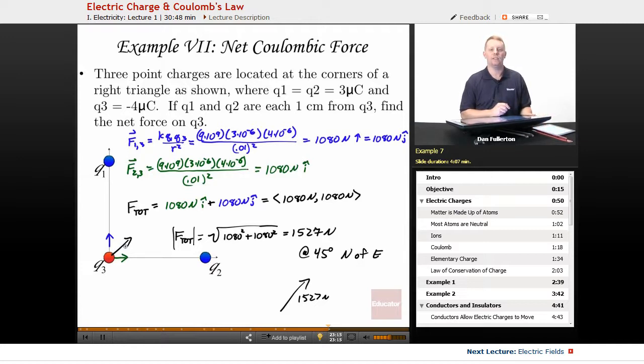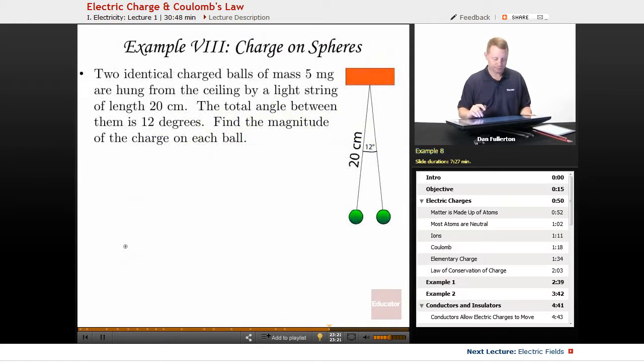All right, let's take a look at one last example here in this lesson and see how it goes. Putting all of this stuff together, we have 2 identically charged balls of mass 5 milligrams hung from the ceiling by a light string of length 20 centimeters. And when we say light string in physics, that means you can neglect the mass of the string. It makes life a whole lot simpler. The total angle between them is 12 degrees. Find the magnitude of the charge on each ball.